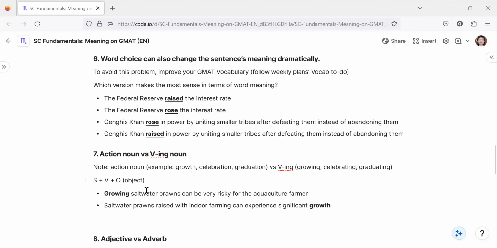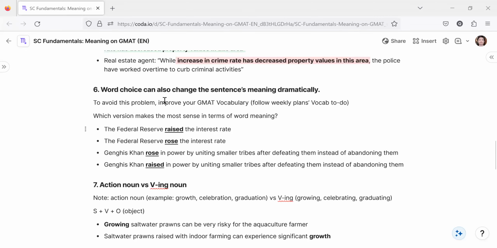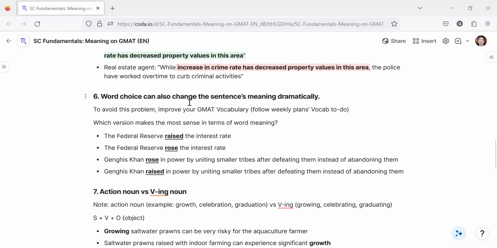Okay, so in this video, we're going to continue covering all the meaning rules on GMAT sentence correction. So rule number 6, word choice. Different word choices or different word versions can change sentence meaning dramatically. So for example, raise and rise, or in this case, they're in the past tense, raised and rose.